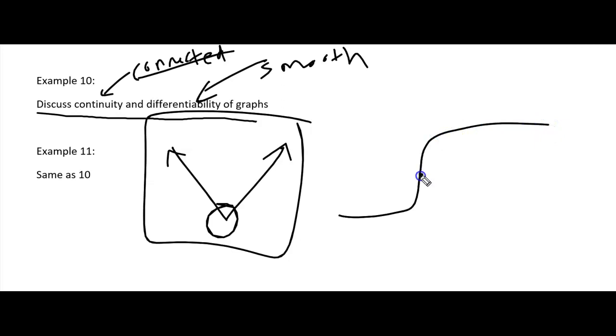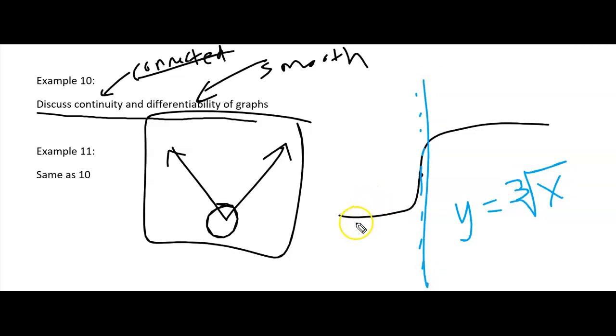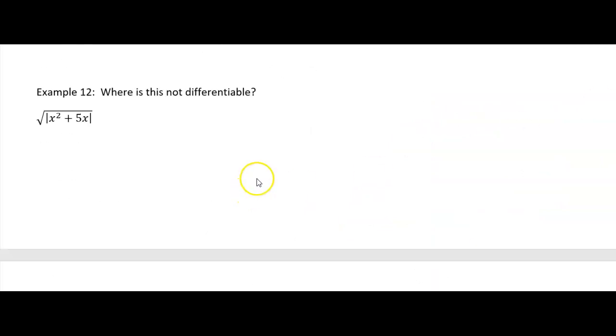Places where your curve has a vertical tangent line. When you have a vertical tangent line, the slope of that line, which is the derivative, is undefined, which means it's not differentiable at that point. So even though that curve is connected, it's not differentiable. An example of a function like that would be y equals the cube root of x. The cube root of x does that, where it has a vertical tangent line. That's another example of a function that's continuous but not differentiable. All right, moving on here.